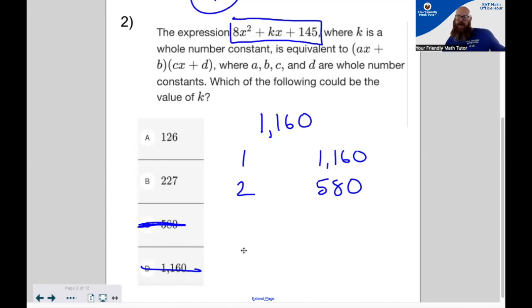And then we could say, well, 3 wouldn't work. We could do 4. So 1160 divided by 4 is going to be 290.